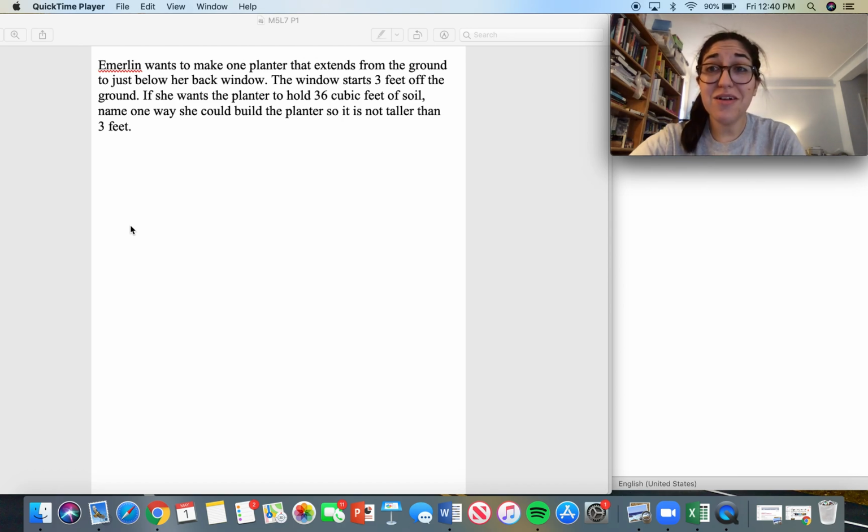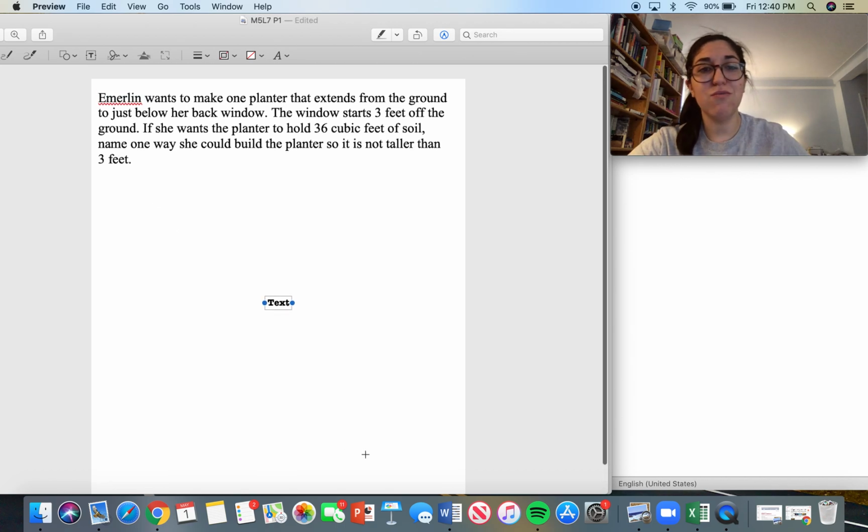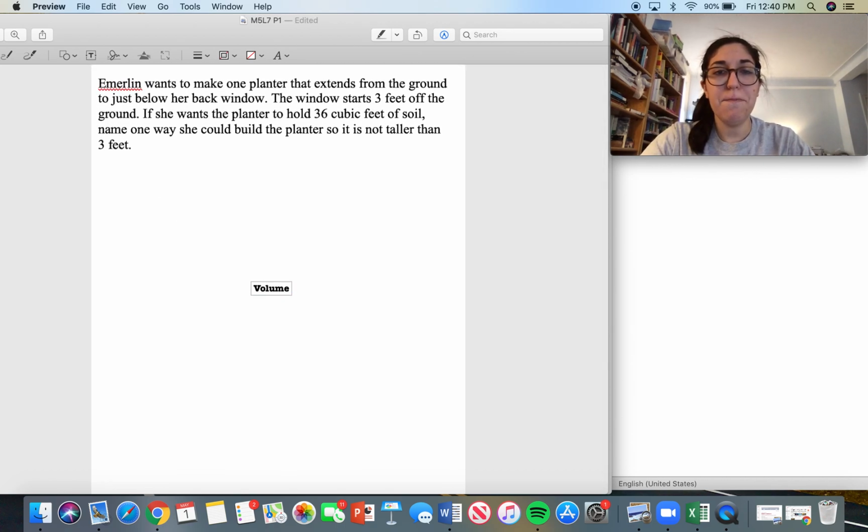Let's get into the concept development for Module 5, Lesson 7. So today we are still working on volume. Volume, remember, is the amount of space a 3D object can hold.